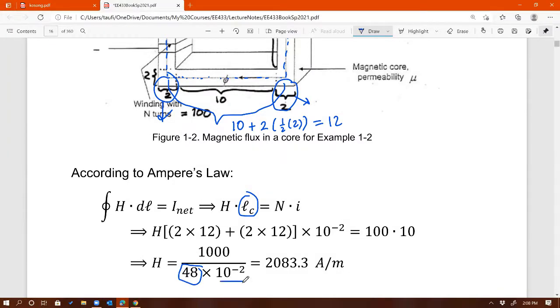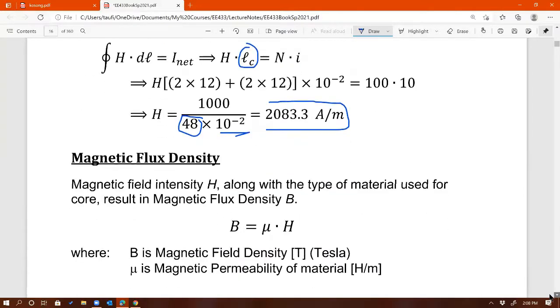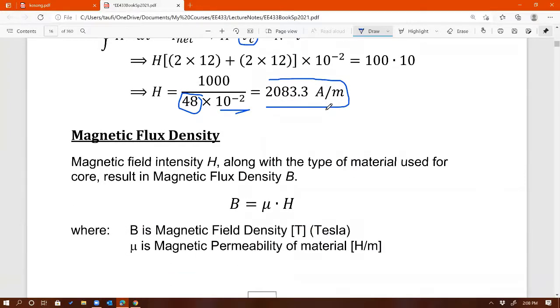You have to convert it into meters. And so I have LC, which I just calculated to be 48 centimeters, N is 100, I is 10 amps. So the only unknown is H. From there, I know that the average field intensity inside this core would be 2083.3 amps per meter. Any questions on this?